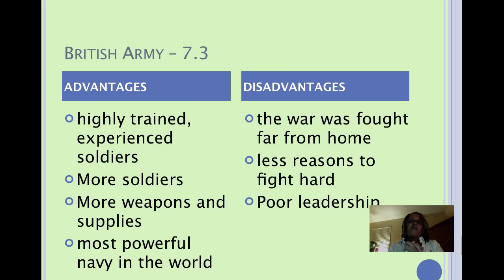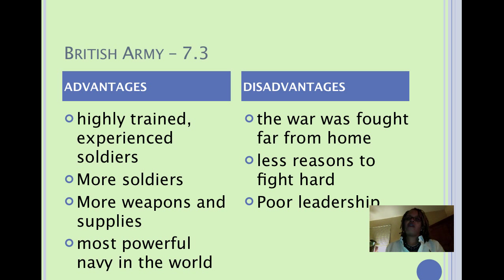So now, British Army. The British Army had several advantages. They had highly trained, experienced soldiers, so they had fought in many wars. They had specific training. I mean, they were ready to fight. They had far more soldiers, more weapons and gunpowder, and supplies in general. They were not short of uniforms and shoes and food like the Continental Army was. They had the most powerful navy in the world, which is really important.